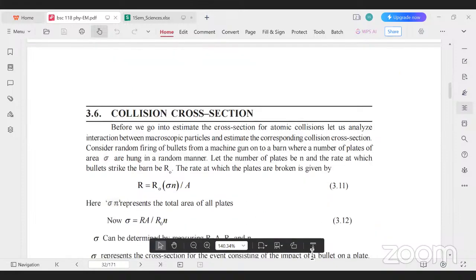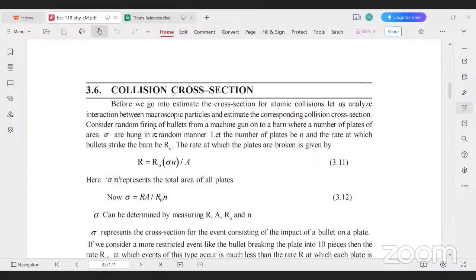See, for example, X is there, Y is there, Z is there. It passes through X, it touches Y, or it may touch Z. So the collision cross section may have a cross section. When light passes through X, it can touch Y as well as Z. Before we estimate the cross section for atomic collision, let us consider the interaction between macroscopic particles and estimate the corresponding collision cross section.